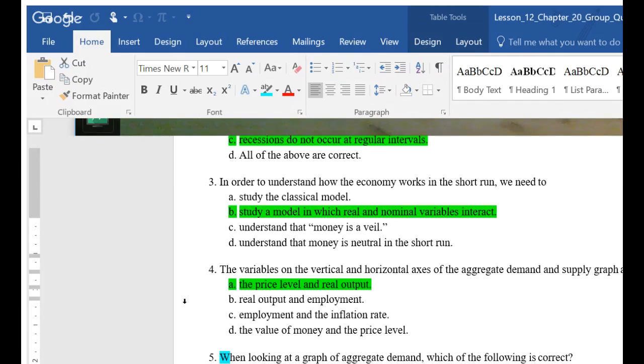Yeah, I can't find it in the book, but C sounds good. Is that what you had, Lindsay? Yeah, I had C for 5.